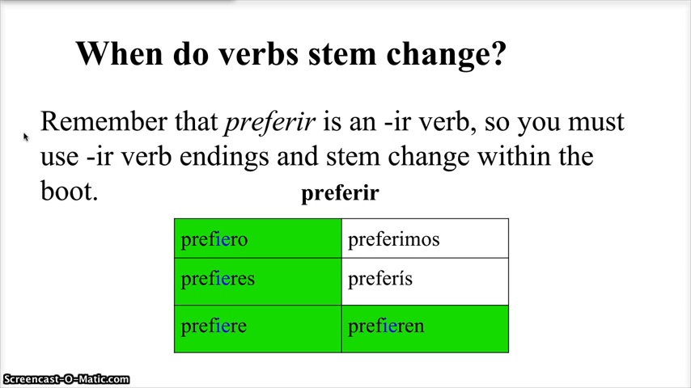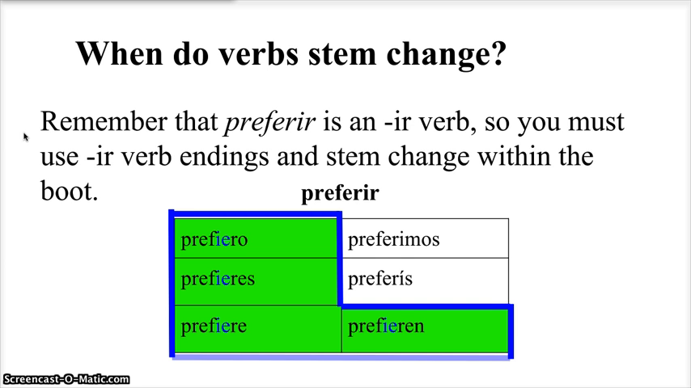For preferir, remember that this verb is an IR verb, so you do need to use IR verb endings and stem change within the boot. So just like querer, within the boot we see our stem change in blue lettering, and we have prefiero, prefieres, prefiere, and prefieren inside the boot with stem changes. Preferimos and preferís, nosotros and vosotros, are outside of the boot, and they are left without a stem change.